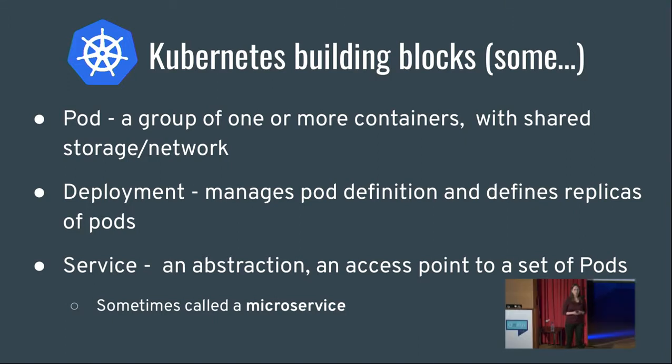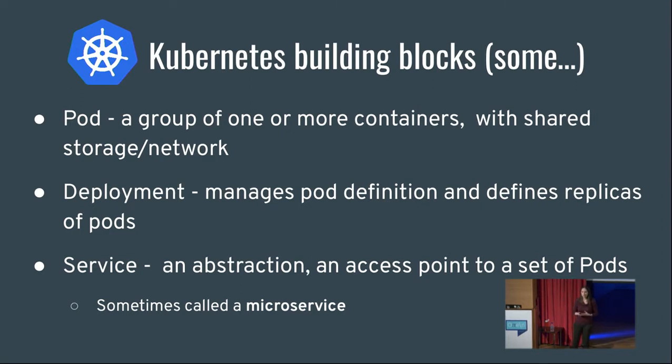So a pod is a group of one or more containers, and they share a storage and network. And it's also the smallest unit through which we can manage this resource with Kubernetes. We cannot directly manage a container with Kubernetes. A deployment manages the pod definition, which container images we would like to have as part of it, and it also defines how many replicas of pods we would like to have in runtime.